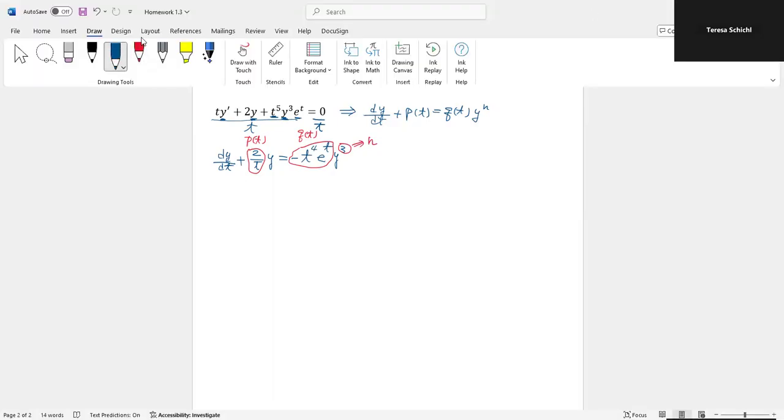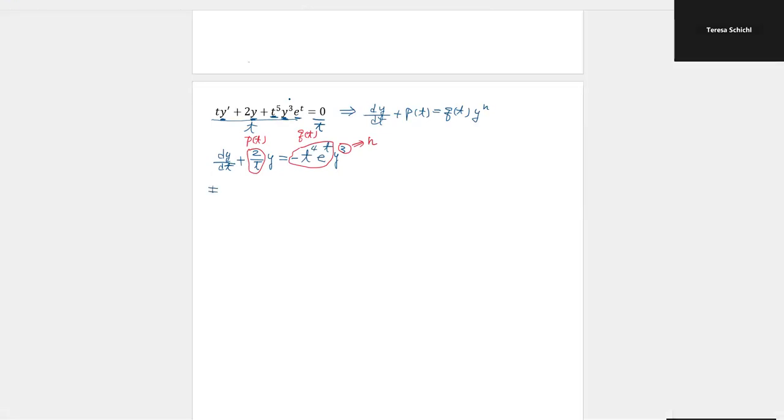And now let's follow the steps. Remember, as soon as we decide we want to use the Bernoulli method, step number 1 is to define a new variable v. So what is v here? v will be equal to y to the 1 minus n, so y to the 1 minus 3. So this is y to the negative 2, or you can write it as 1 over y squared.